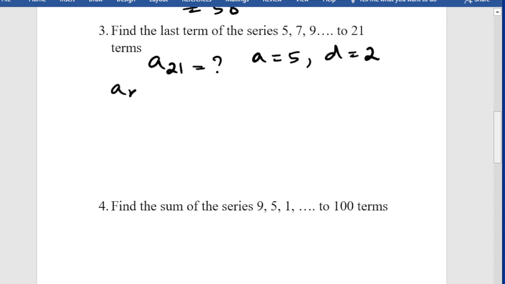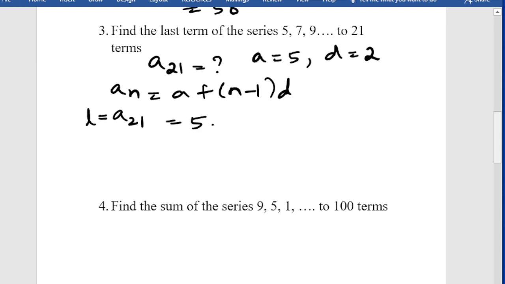So, an equal to a plus n minus 1 into d. In the general formula, we are substituting a21, which is nothing but the last term. Last term we always represent as L, which is equal to 5 plus 21 minus 1, which is 20, multiplied with 2. So, which is 45.